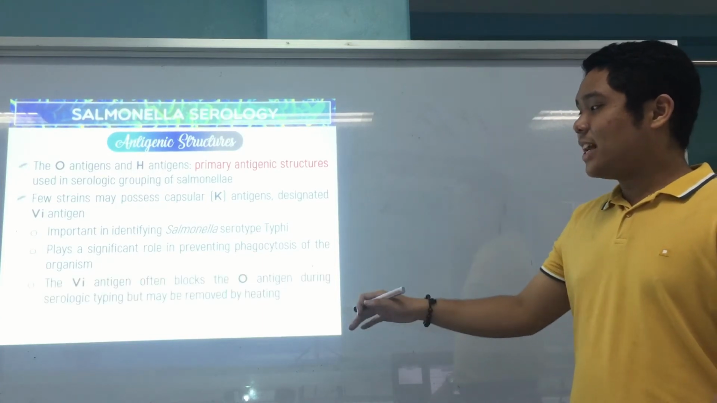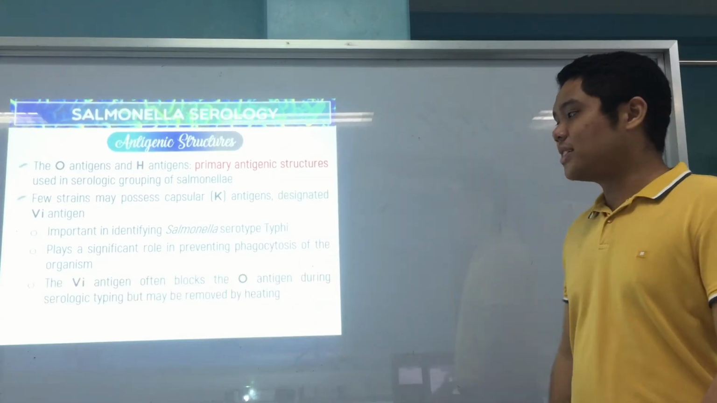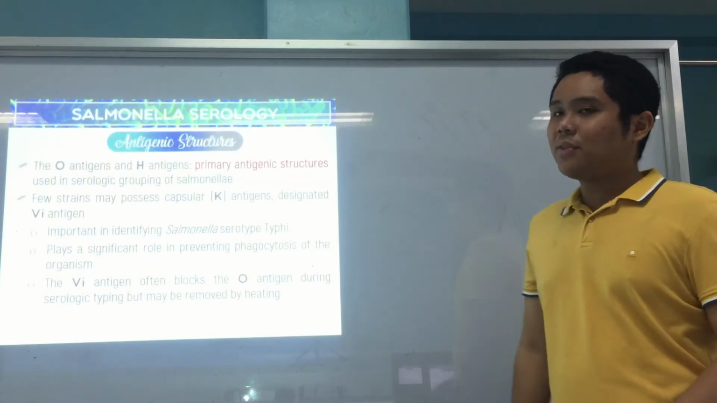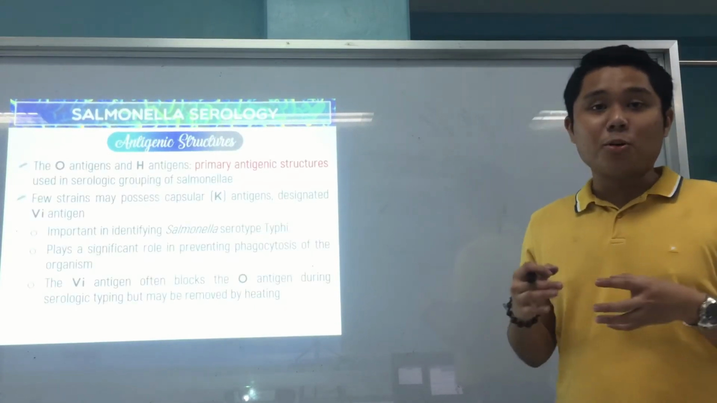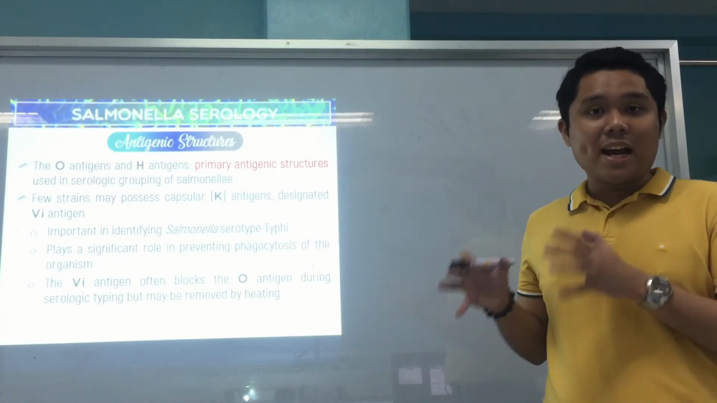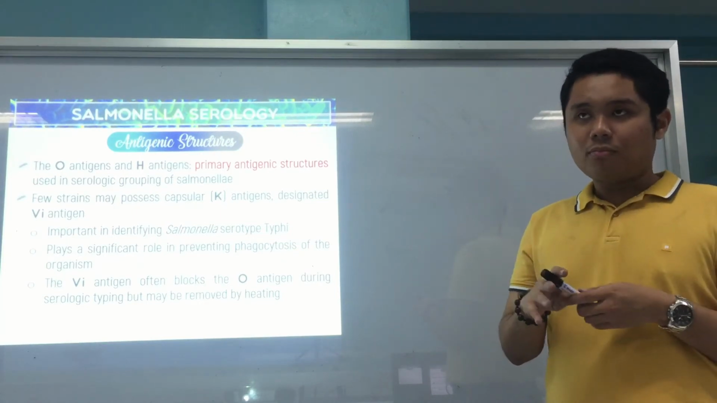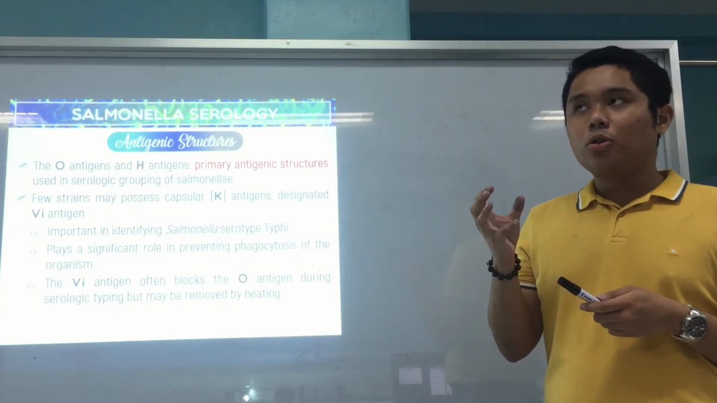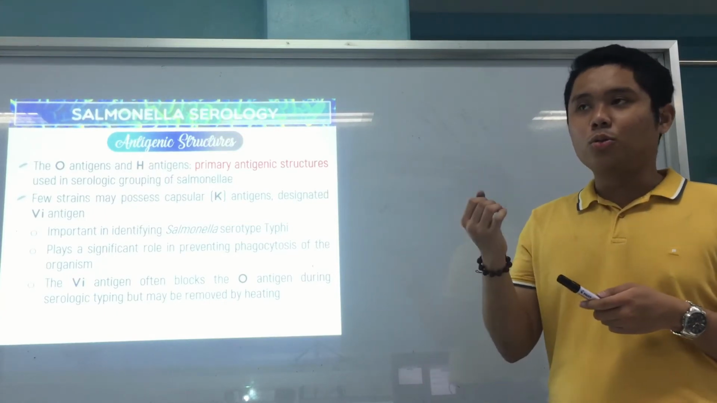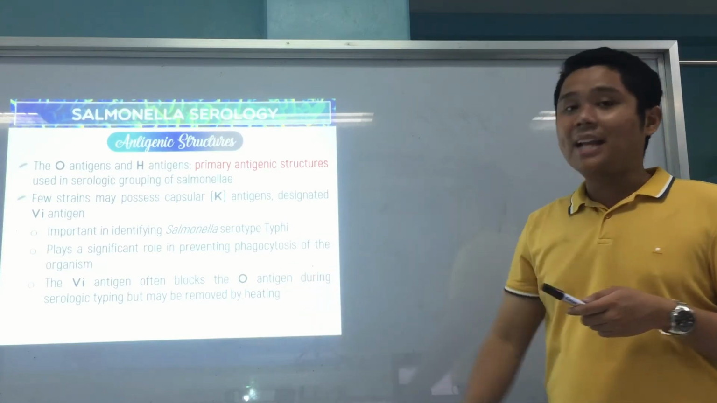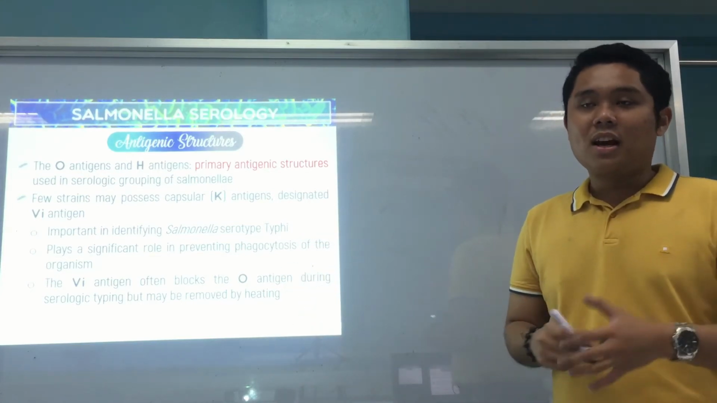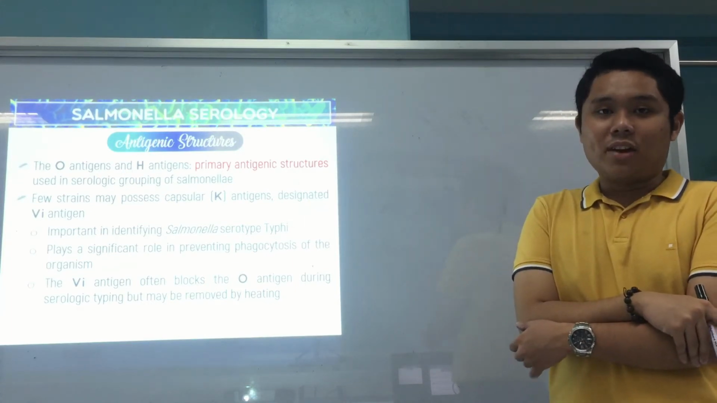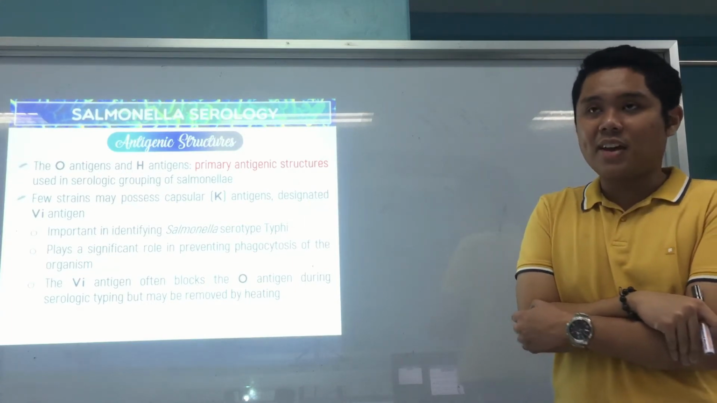The VI antigen, it often blocks the O antigen during serological typing, so that's why you should heat it. Okay. So therefore, if you are testing for serological grouping, if you want to determine what is the serotype of the Salmonella, you first heat it, okay, to disable or to prevent the VI antigen from blocking the O antigen, which is used now for serological grouping. So you remove it by heating ang VI antigen.